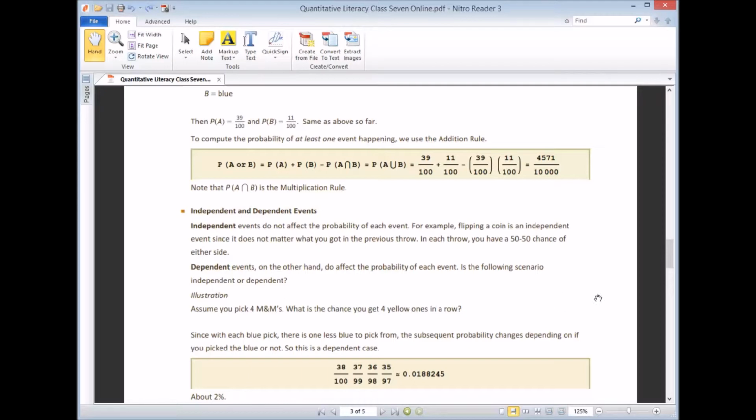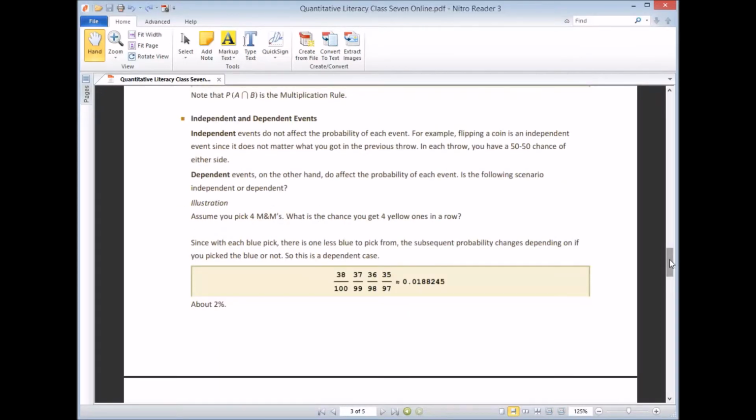Okay. So here's a question. Assume you pick 4 M&Ms in a row. What is the chance that you get 4 yellow ones in a row? So this is assuming I'm not going to be replacing whatever I pull out. So this is considered to be dependent events. And the probability for dependent events is you calculate as follows.